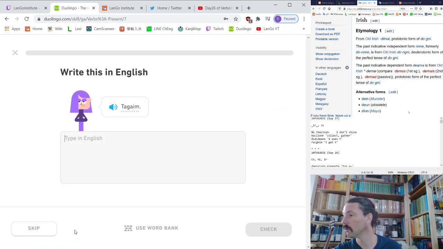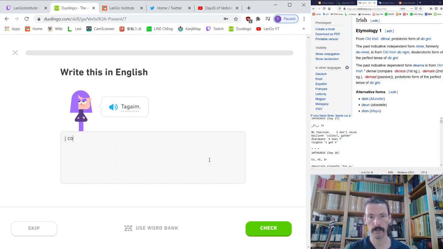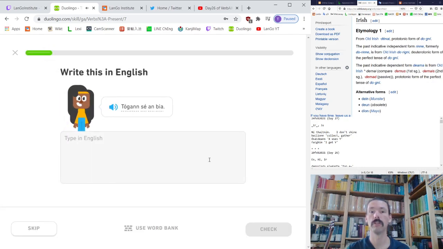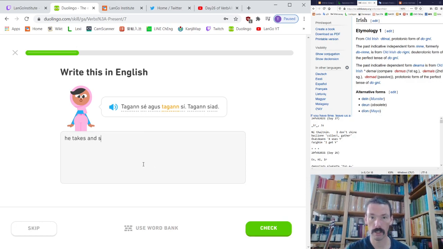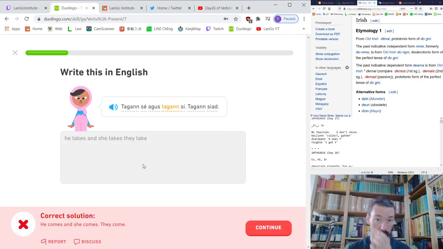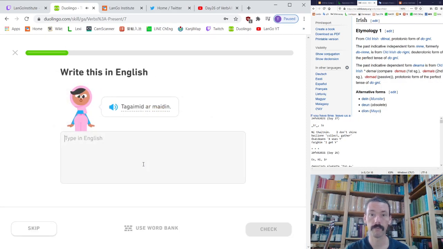Tagam, Tagum looks like. What is tagum? To come. I come. So it's probably a compound verb. Tógann sé an bia. Take. It's like took or taken. He takes the food. Tagann sé agus tagann sí. Tagann siad. Alright, so verb first in each clause. He takes and she takes. They take. Except it means come. Tagamid maidin. We come in the morning.